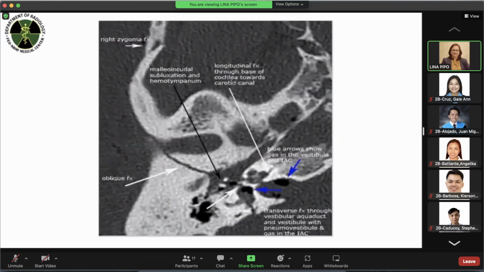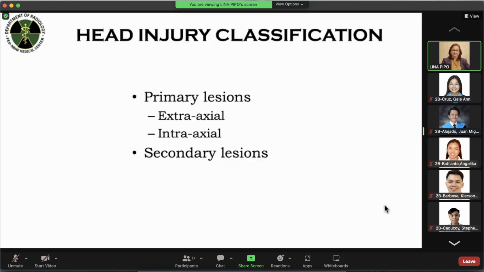So this is an example of your mixed fracture. So we have an oblique fracture here. This is a sagittal view of your CT scan. So we have an oblique fracture. We also have the transverse fracture and your longitudinal fracture. Sorry, this is also your axial, it's just zoomed in. So longitudinal fracture, transverse fracture, and oblique fracture. So mixed and oblique fracture of the temporal bone. So this is complex. Okay, so there are many complications there.